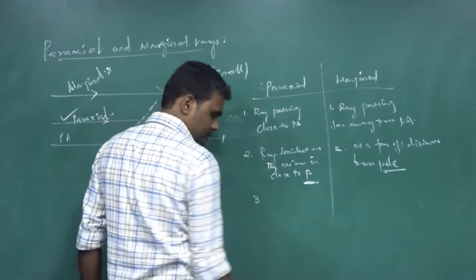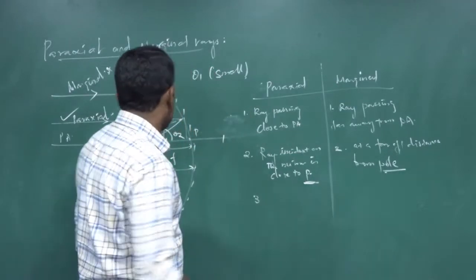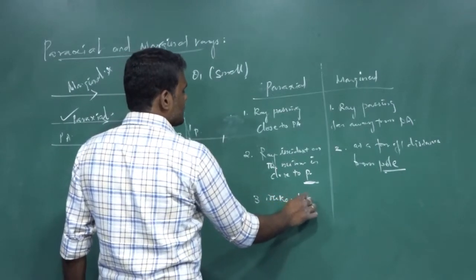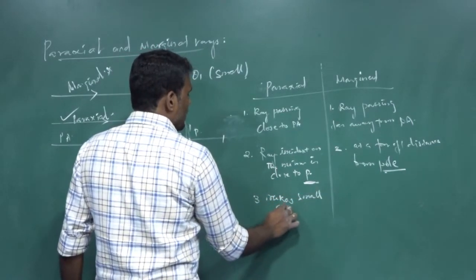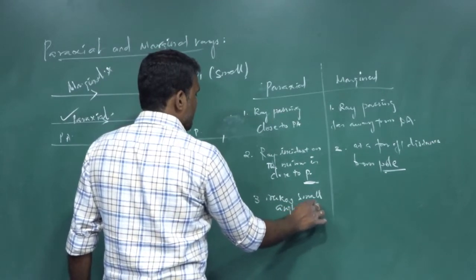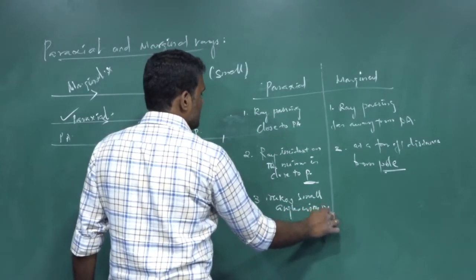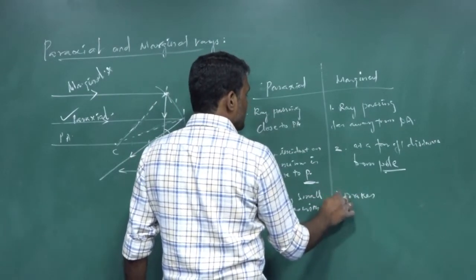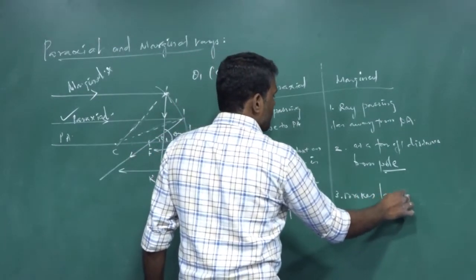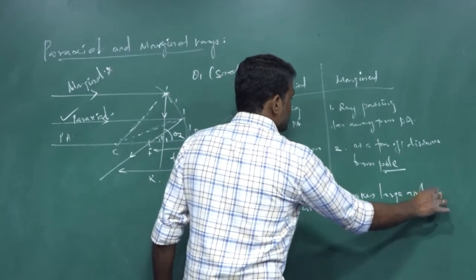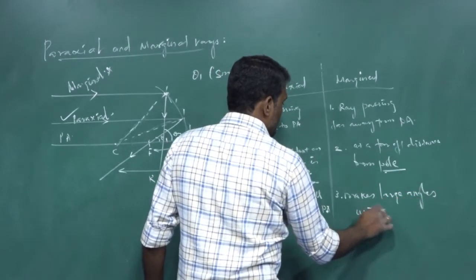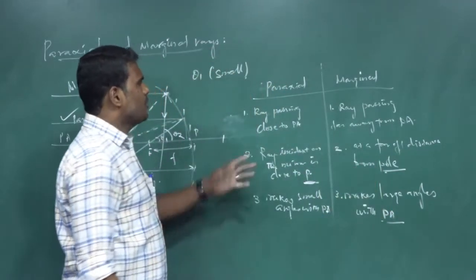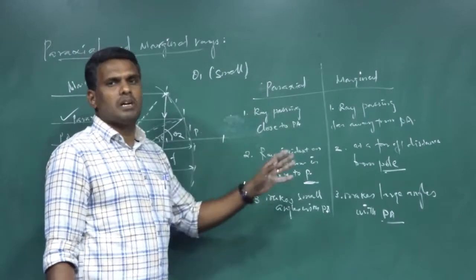And the third point is, paraxial rays make small angles with the principal axis. Marginal rays make large angles with the principal axis. That's all. This will give you a clear picture about paraxial rays and marginal rays.